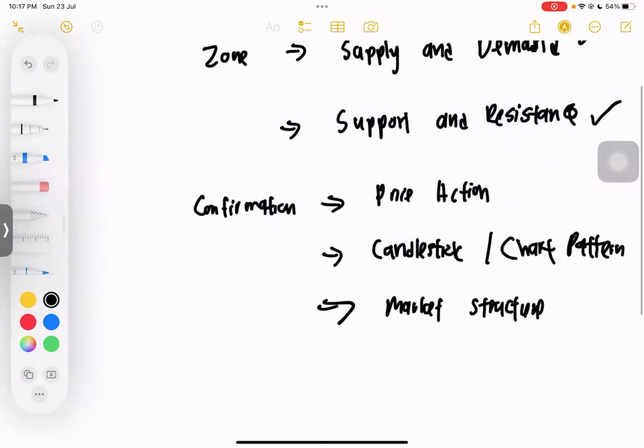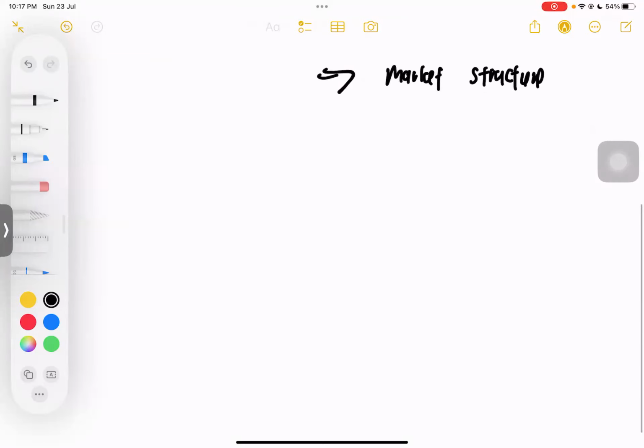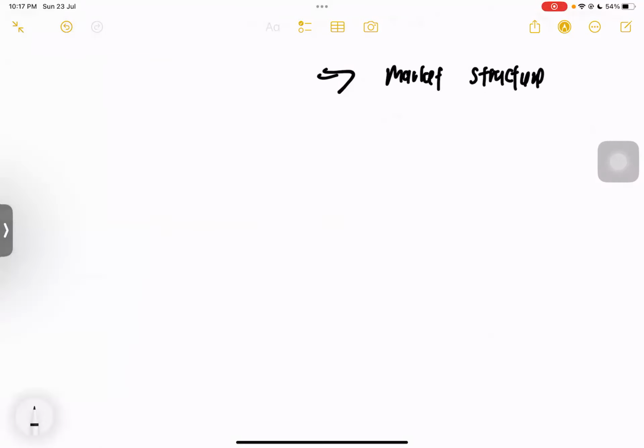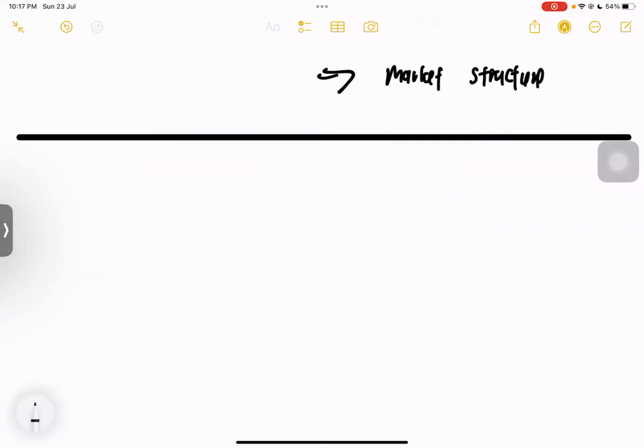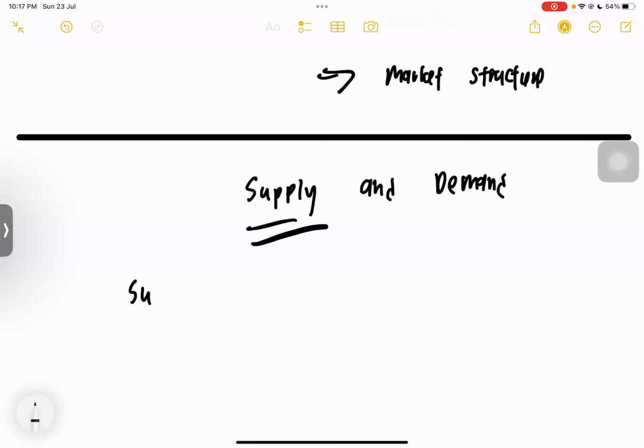Supply and demand. If you have any questions, you can stop me anytime. First we talk about supply, so you have to know what supply is first. Supply is equal to force. For me, it's the force of the sellers pushing the price down.